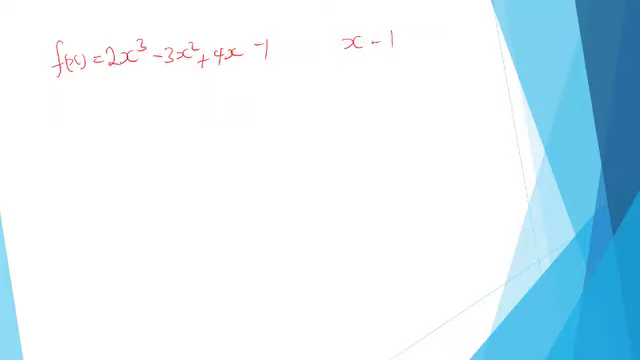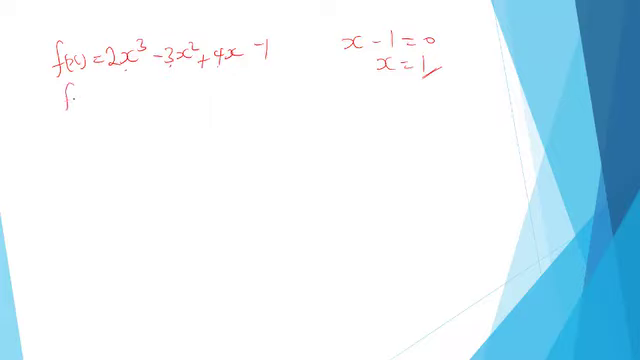Remember that this x minus 1 is equal to 0. So what you need to do now is to get the value of x. That's what the remainder theorem is telling us. For you to get the value of x, minus 1 will come over to this side, so x is equal to 1. Now, if you put x as 1 into this equation, whatever answer you get becomes the remainder.